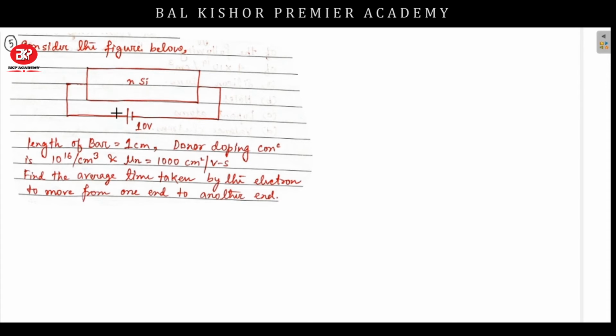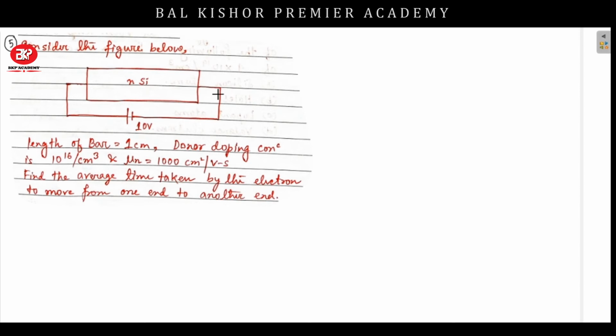In this fifth question, you can see a semiconductor bar of n-type material, n-type silicon is given, and across the n-type material 10 volt is applied. The length of the bar is given by 1 centimeter, and the donor doping concentration is given by 10 to the power 16 per centimeter cube, and mu n is given, and we have to find the average time taken by the electrons to move from one end to the other end. This is a very beautiful question.